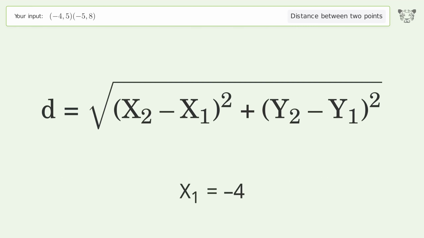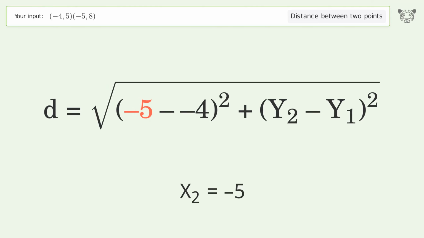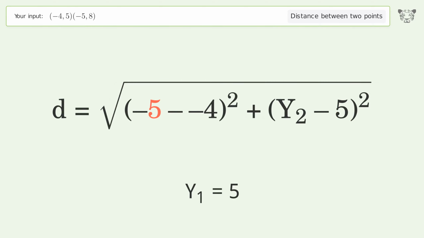x1 equals -4. x2 equals -5. y1 equals 5. y2 equals 8.